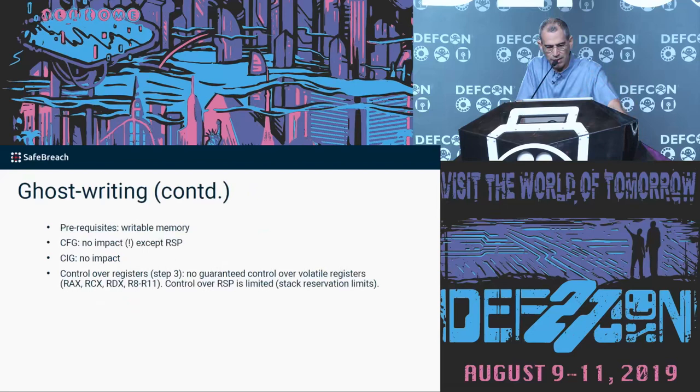So the prerequisite for ghostwriting is simply a place where we can write some data. There's no impact from CFG except what we already know about RSP. And of course, no impact from CIG because there are no DLLs involved. And we have control over some registers, which is nice.